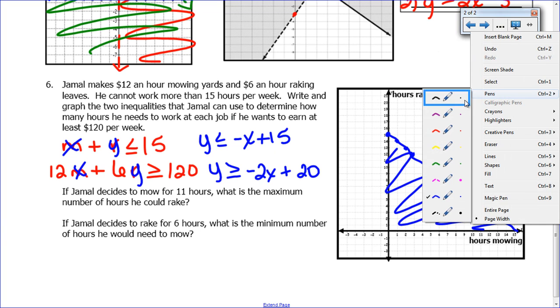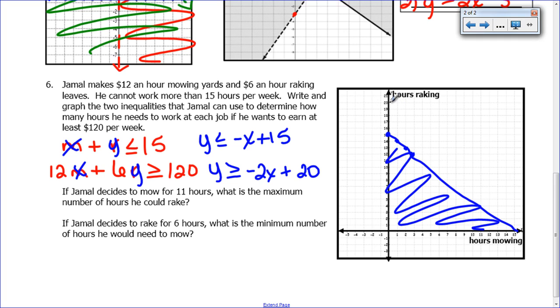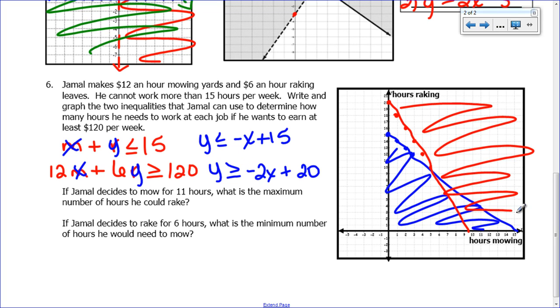Now let's graph the other one. So switch colors. I got to start this time at 20, and my slope is down 2 and over 1. And again, it's a solid line when I graph it, because it said or equal to, and now I have to shade everything above that line. So now I get to shade everything above it, and so the overlapping part is this triangle right here. They overlap in this triangle, and points on the boundary lines count for this because they are solid.